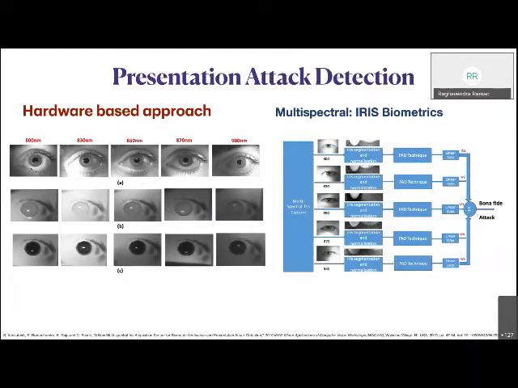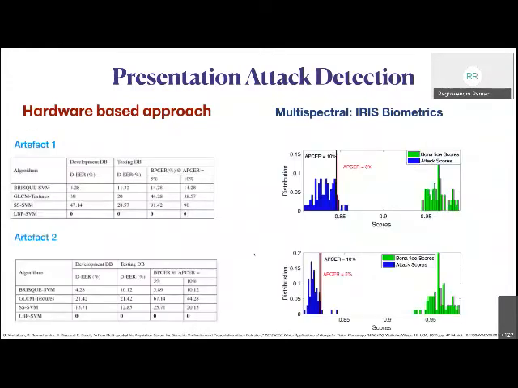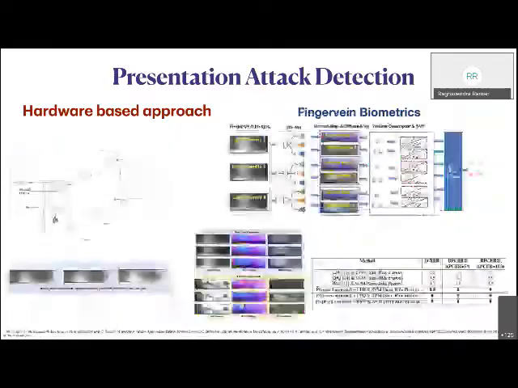So here is the image that we have captured. You can see that there is a nice structure of the iris that has been captured here, but when you present the artifact, you can clearly see the quality of such an artifact is too low, therefore it can be easily detected. We present some very basic methods, like LBP and SVM, which are quite enough to detect these kinds of attacks.